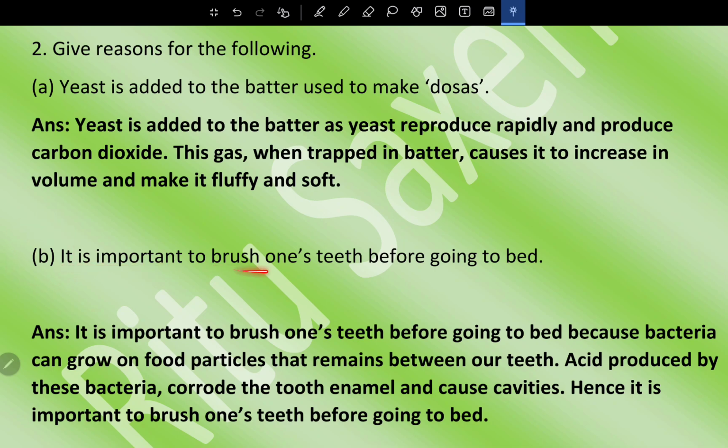B, it is important to brush one's teeth before going to bed. It is important because bacteria can grow on food particles that remain between our teeth. Acid produced by these bacteria corrodes the tooth enamel and causes cavities. Hence, it is important to brush one's teeth before going to bed.